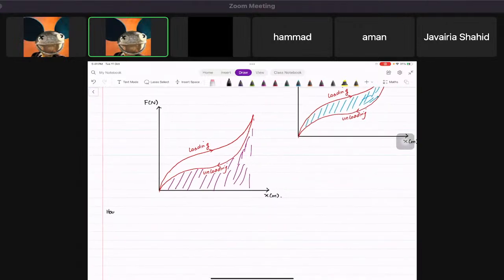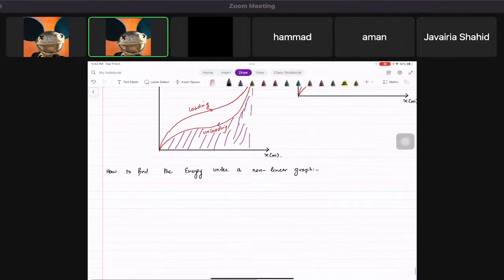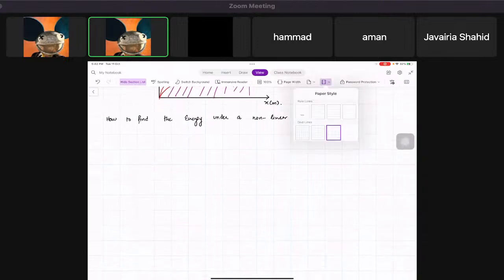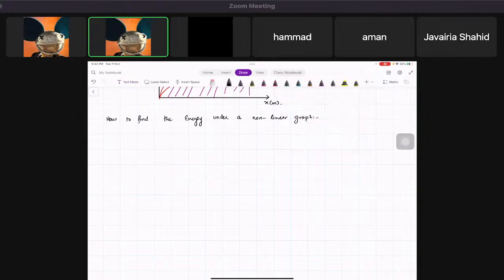The next thing we're going to do is how to find the energy under a non-linear graph. And basically this is the same way we have done previously. I'm going to switch to the other screen just to draw, and then I'll switch back. So even talking about the rubber one, we've got to estimate it. We can't really do it directly because integration is not in our course.